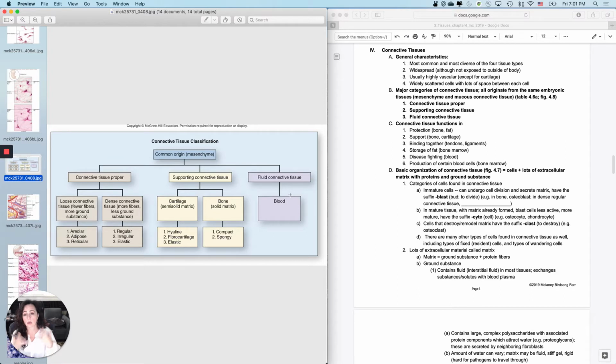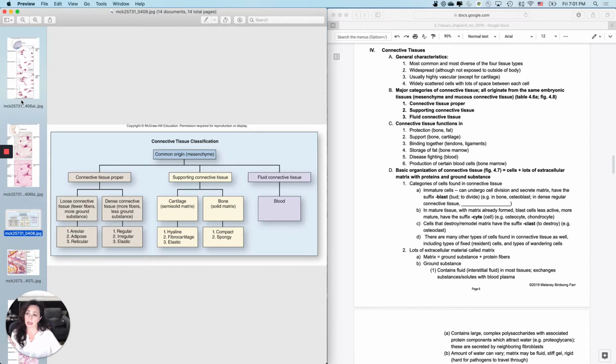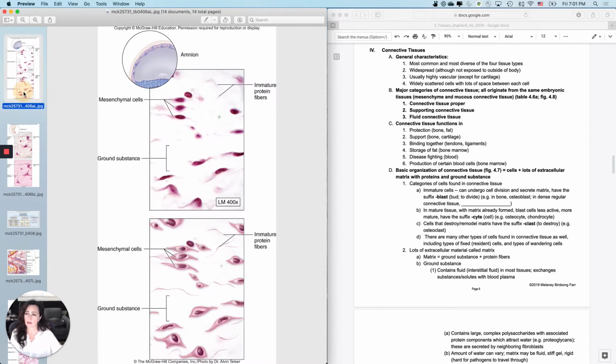Now, what do all of these have in common? What they all have in common is that they originate from this common embryonic connective tissue called mesenchyme. And we'll get into that a little bit later. This is what mesenchyme really looks like. I would never ask you the mesenchyme slide because it's really difficult to tell that it's much of anything. There are definitely cells that are separated from one another, but I have difficulty figuring out what's between the cells.